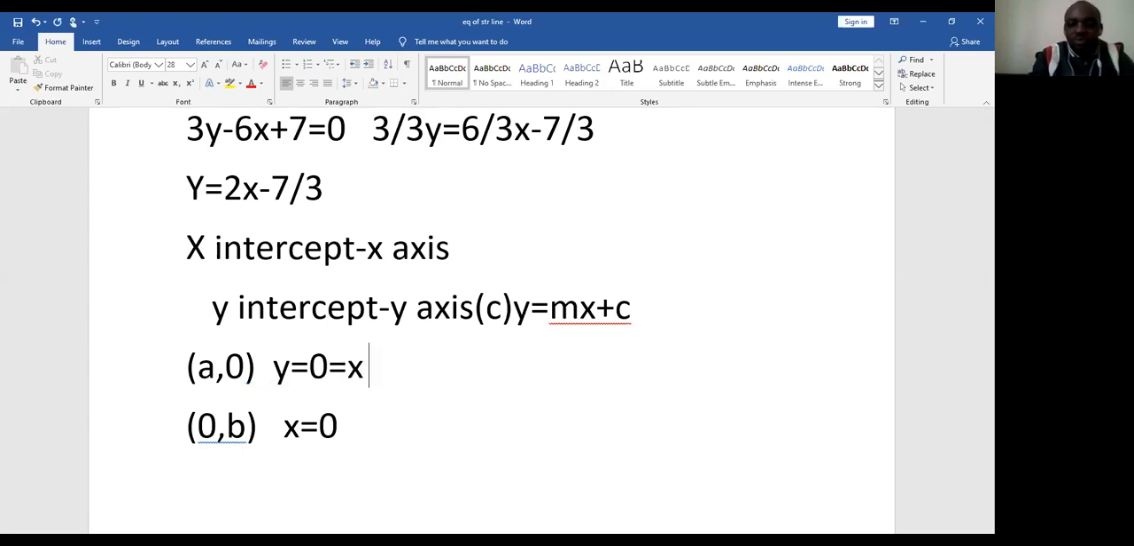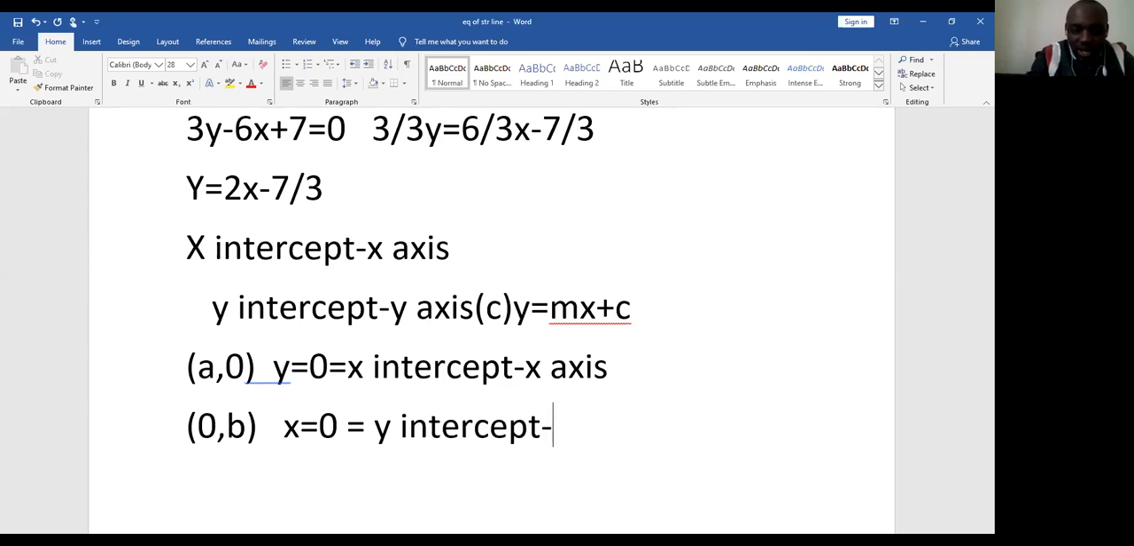So in the x-intercept, we have said it is where the graph cuts the x-axis. And again, where the graph cuts the x-axis, the value of y is going to be 0. Consequently, on this, x is equal to 0. So this one is the y-intercept. This one we have already spoken about. The y-intercept is where the graph cuts the y-axis.